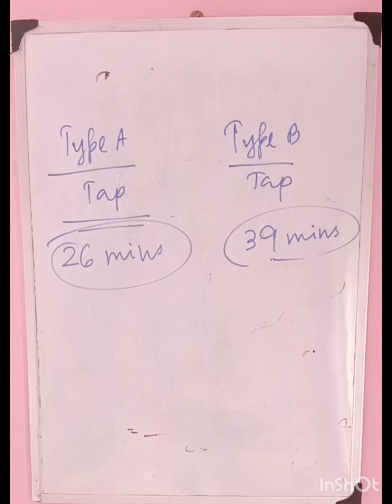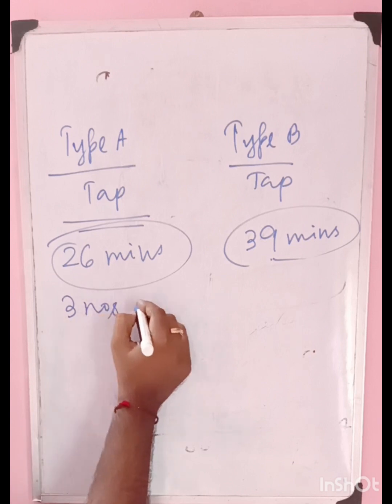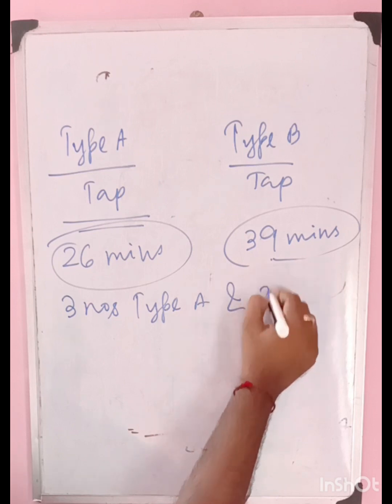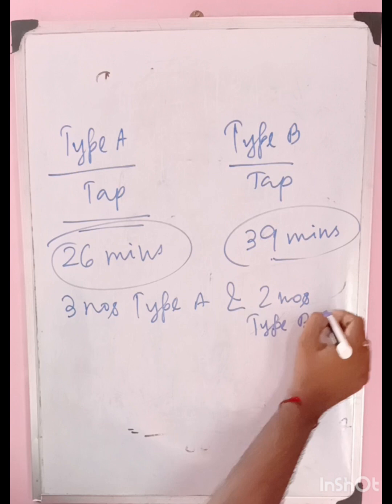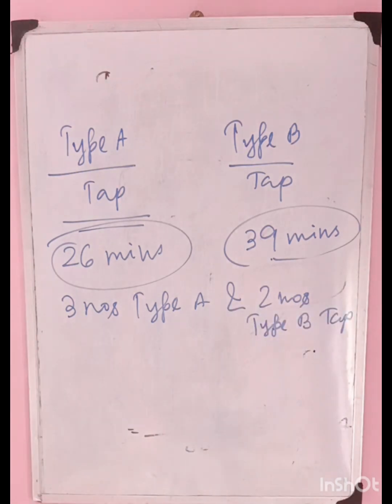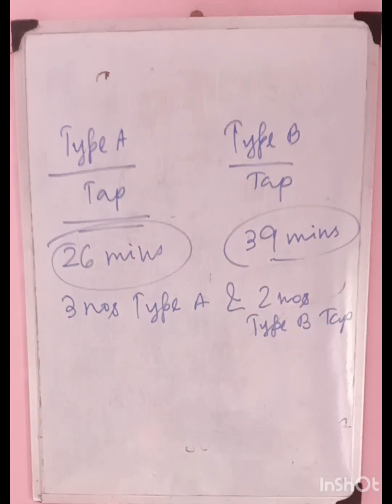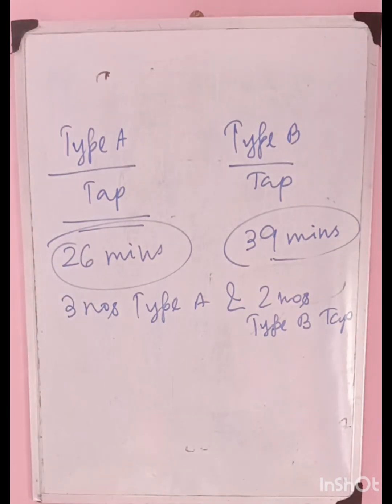Now the question is, if there are 3 type A and 2 type B taps, then what time will it take if all the taps are operated at the same time? So nothing to worry about. We will proceed in the same way as the previous one.